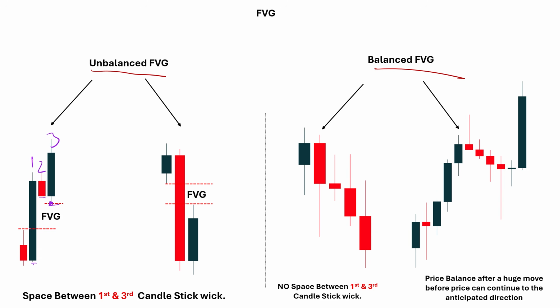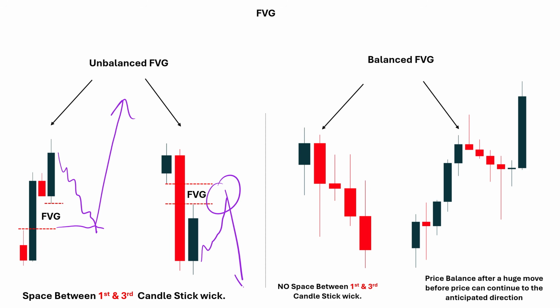If the wicks of this don't touch here like this, that means this is an unbalanced fair value gap. Like this, we have this and this, the first and the third candlestick. We have a space in here. So meaning we will be predicting that the market might balance this price section before it can shoot to the upside. It applies in the same way like this, the market might do something like this. But if you see something like this, that means this one is balanced. We can see that the wicks are just everywhere.